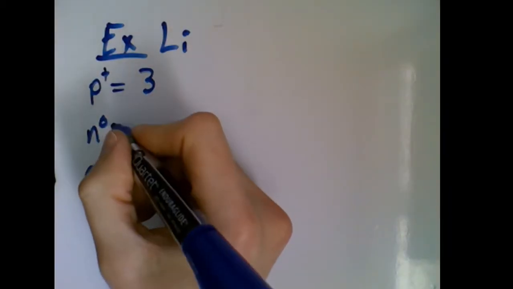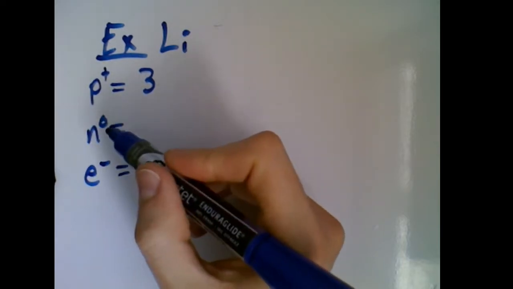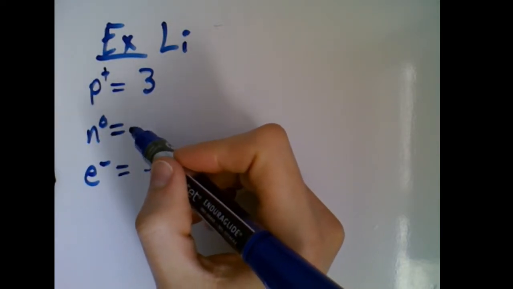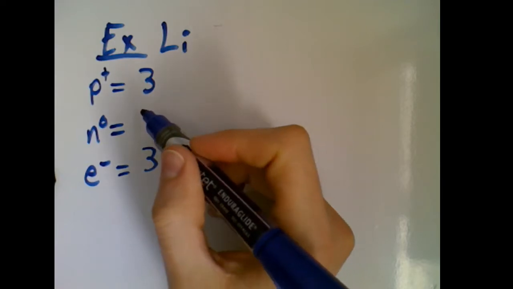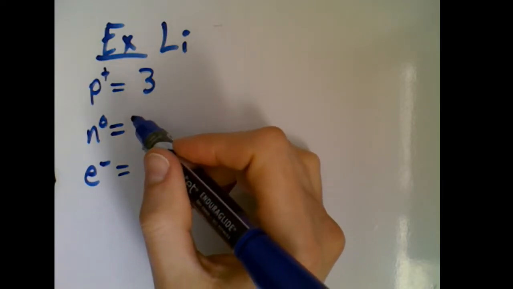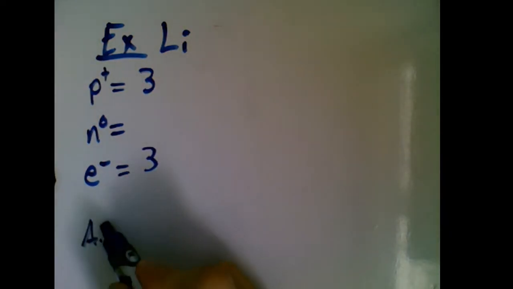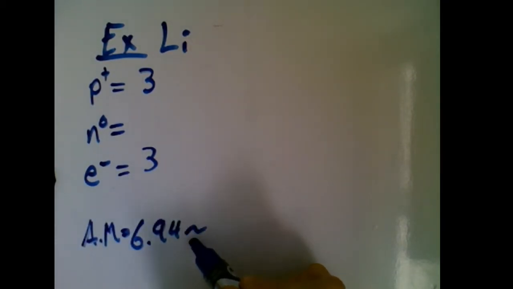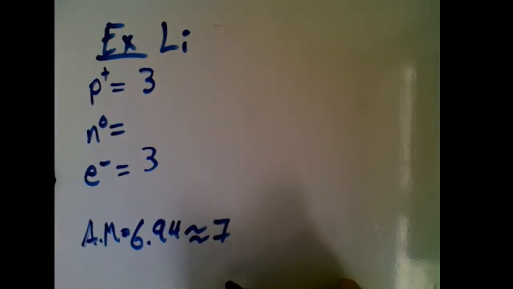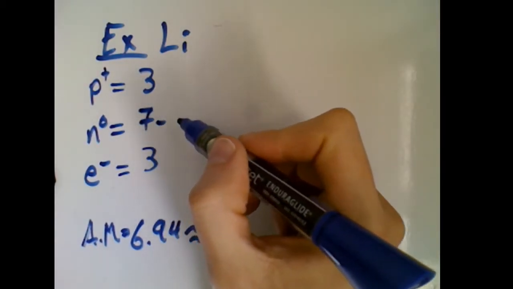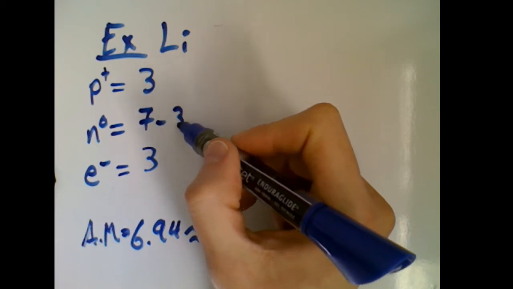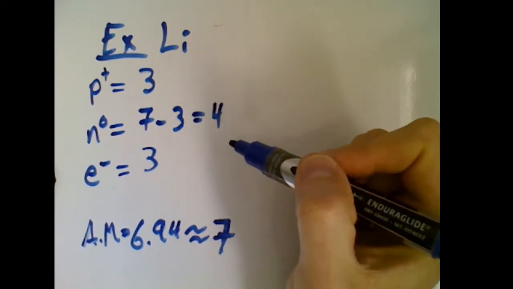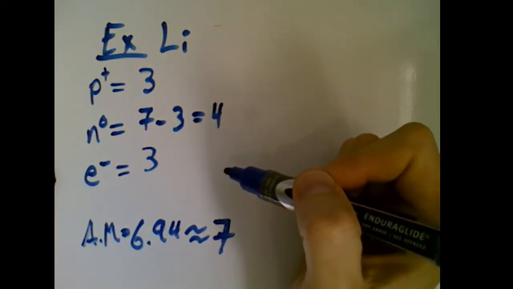Okay, the neutrons, to find the neutrons, remember we take the atomic mass, subtract the protons. And so if you look at lithium on your periodic table, it says that the atomic mass is 6.94. So we're going to round this up to 7 because we need to have a whole number in order to find the neutrons. So we're going to take 7 minus the protons, so 3, and lithium has 4 neutrons.